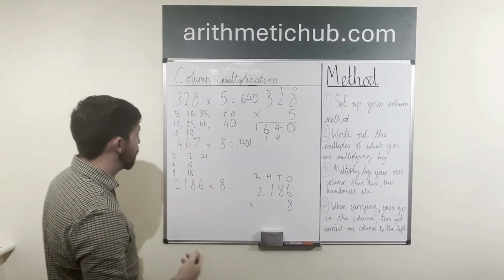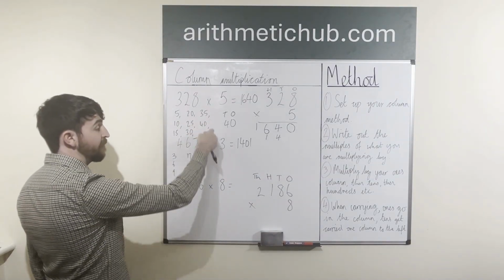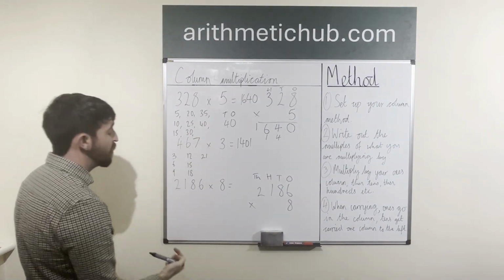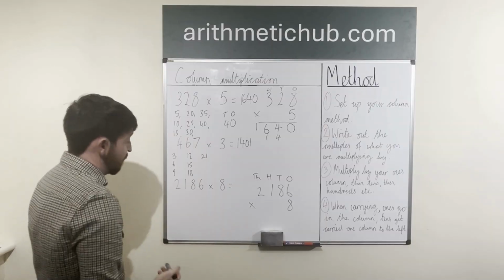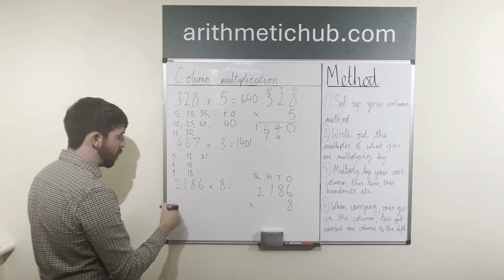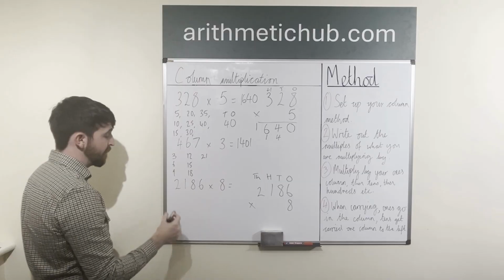Now 8s are probably the most challenging times table we've looked at here. 5s, 3s and 8s. So I probably am going to write these 8s out just to help me out. If you're really confident on your 8s, you don't need to do that. Okay, so I'm going to write my 8 times tables out to help me out over here.